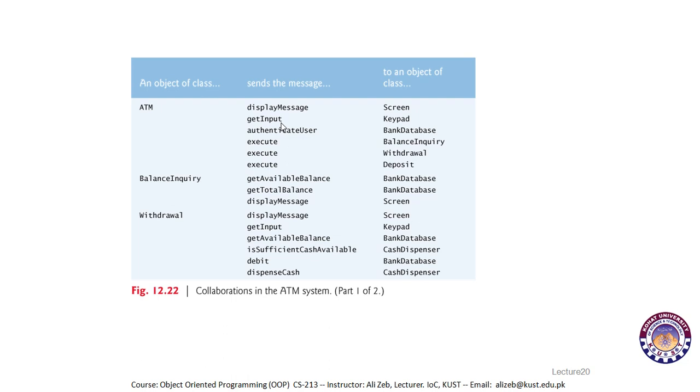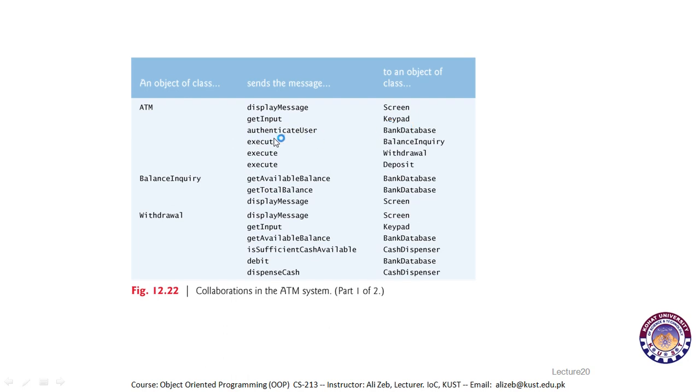Now this shows the relationships between the classes. For example, what are the classes that will need to call or send messages to the other classes? So the ATM will need to send a message to the screen class through a call to the display message method. It will need to get input from the keypad, so it may need to send a message to the keypad class.